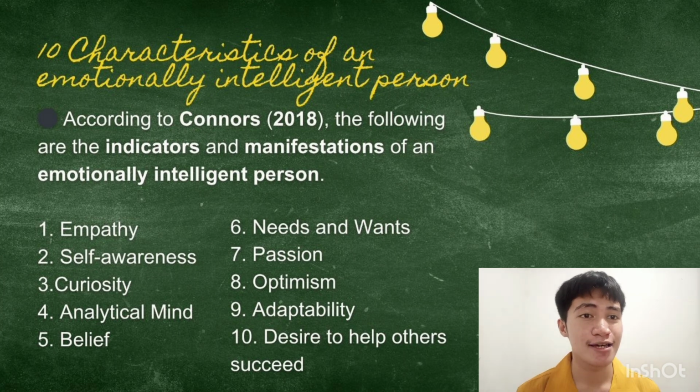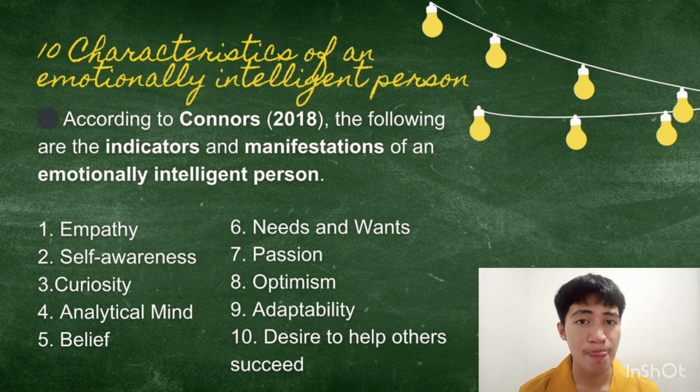Number six, needs versus wants. This is about knowing what is truly important or necessary, the needs, and what is optional or just nice to have, the wants. Let me give you an example. You want to play mobile games, but you choose to finish your homework because that's what you need to do first, right?